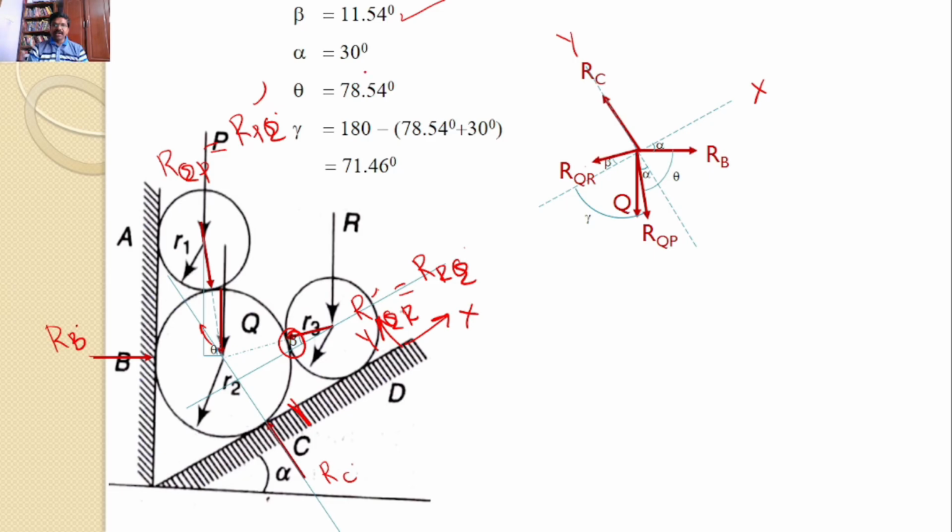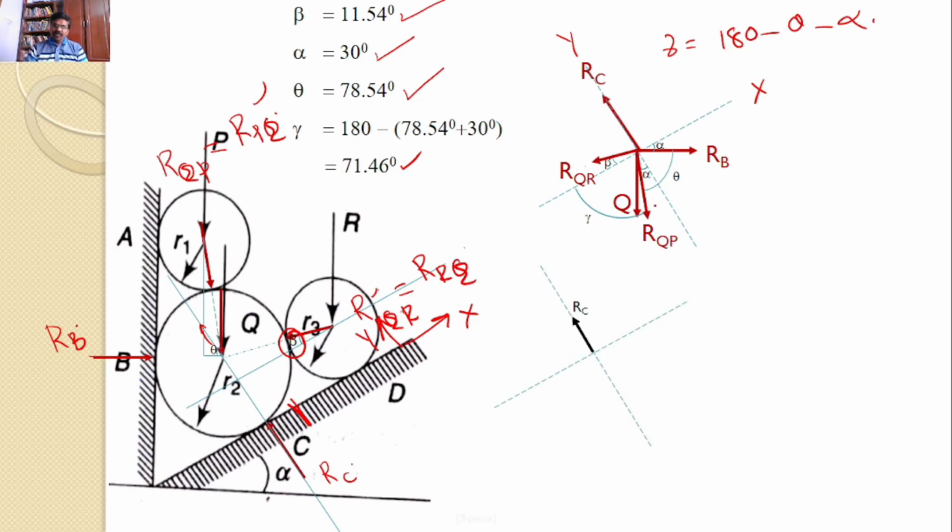Beta value we calculated 11.54. Alpha value is given as 30. And theta value is given as 78.54. So gamma value I can consider. This total angle is 180. 180 minus theta minus alpha. Hence, gamma is equal to 180 minus of 78.54 plus 30, which gives the value of 74.46. Let us try to resolve all these forces along x-axis and y-axis.